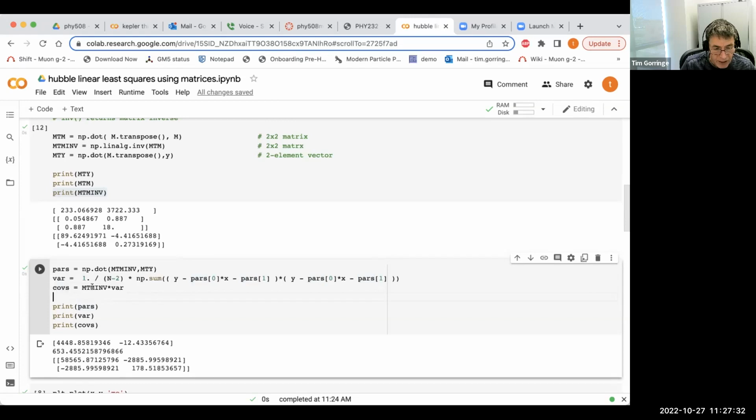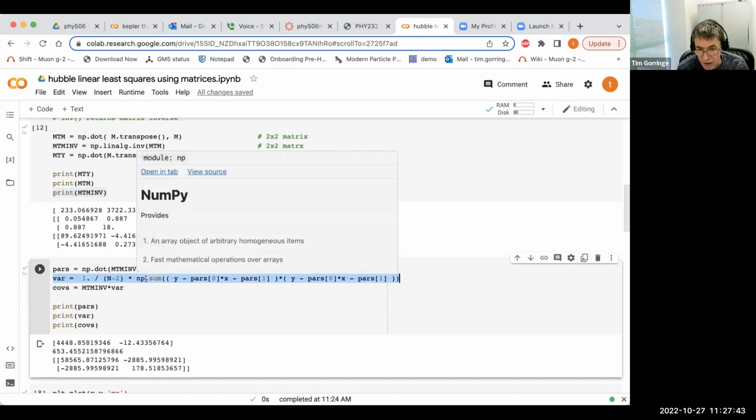We want to calculate the uncertainties on those quantities. The first thing we actually need to do is determine the uncertainties on the data points. So this line here, in this particular problem, I didn't quote uncertainties on the data points. We're going to calculate the uncertainties on the data points from the variation of the data points from the best fit. And so you do that calculation.